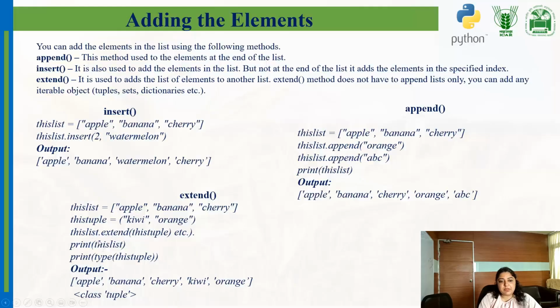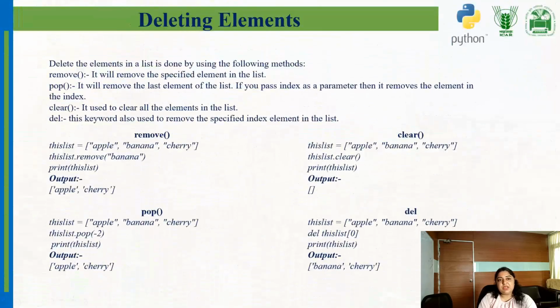And using the extend method, you can add a tuple or list, you can concatenate a tuple or list like this. When you are printing the list, that means apple, banana, cherry, kiwi and orange is concatenated with this list using the extend method.